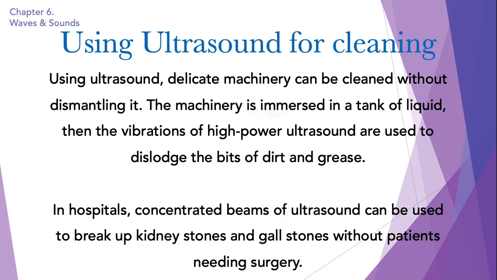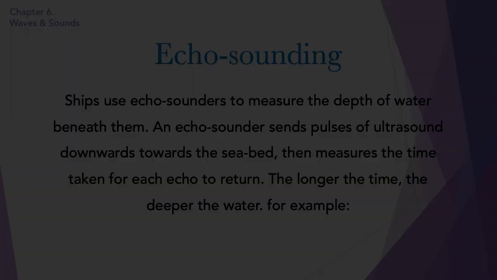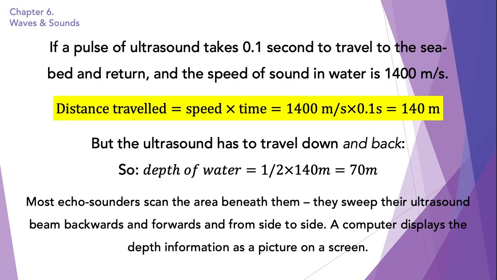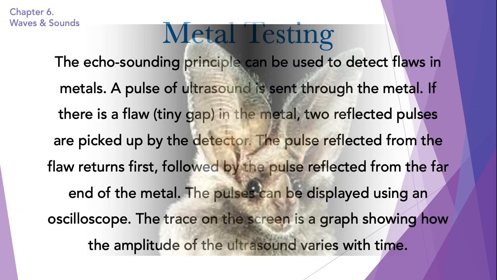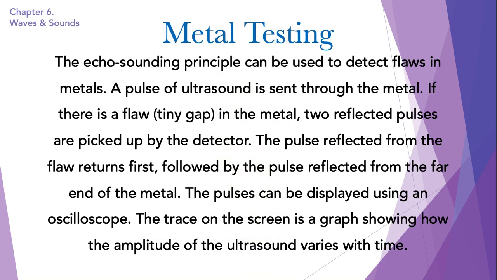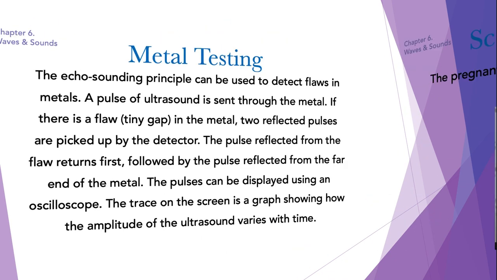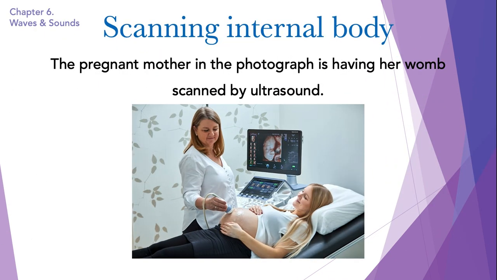How we can use ultrasound for cleaning, for echo sounding. What is echo sounding? We looked at some animals and their range of hearing and how they use echolocation like the bat ear. We understood metal testing, how ultrasounds are used to test any flaws in metals. And lastly, we understood how ultrasound is used to scan the internal body.